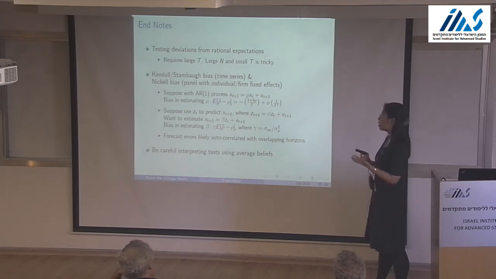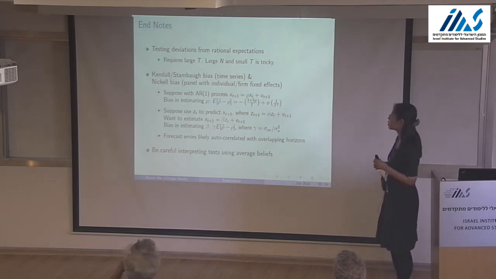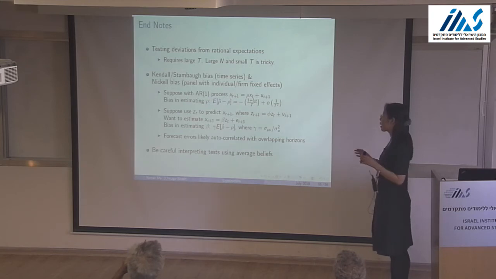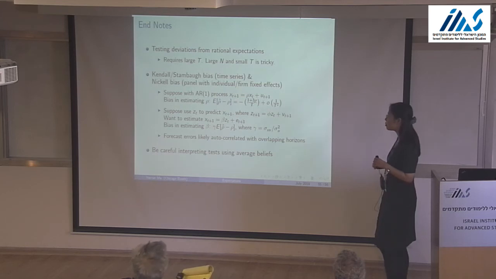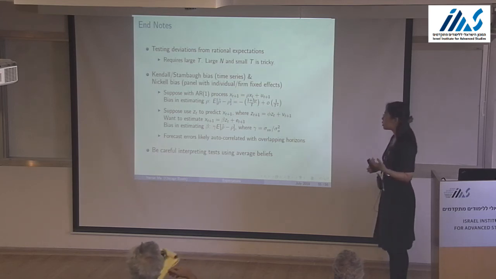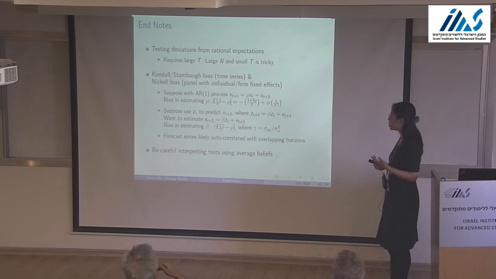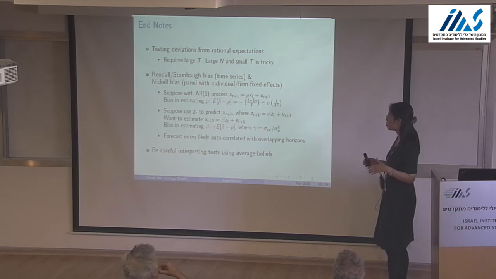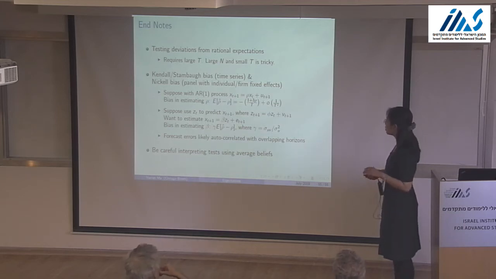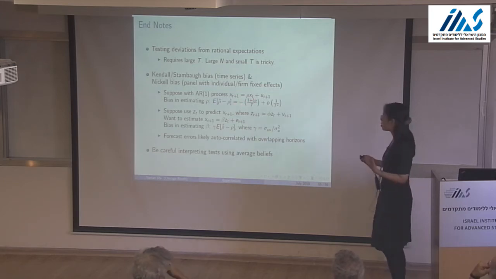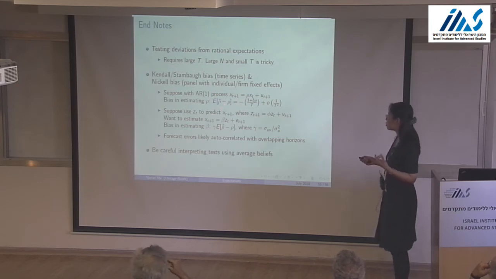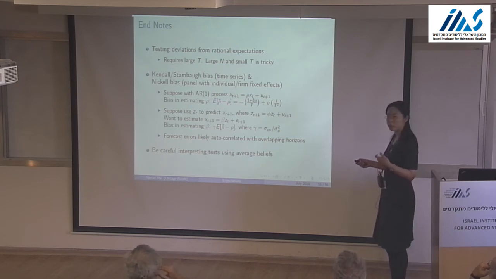And then there is an often encountered issue in this context and in other contexts, which is Kendall, Stambaugh, Nicolas bias. They all come from the same source, which is when you have a persistent variable, it's not easy to estimate the persistence in sample with finite sample. Asymptotically, there's no bias, but in finite sample, you can have a bias. The simple intuition just comes from, suppose you want to estimate an AR1 process, because in a finite sample, you cannot estimate the mean very well. So that translates into a potential bias in the estimation of persistence.